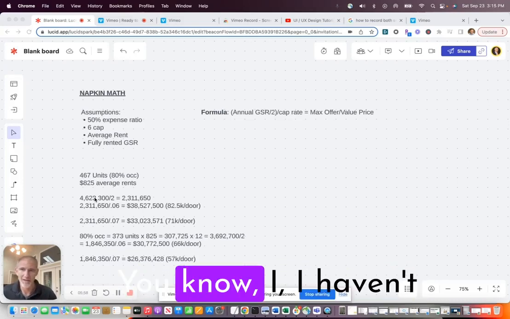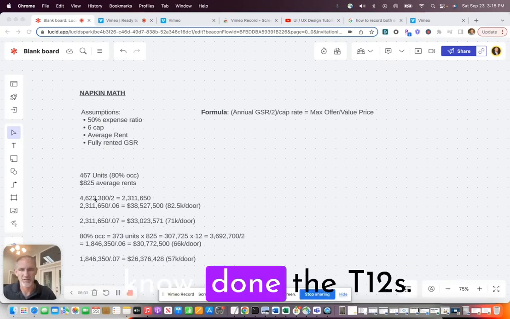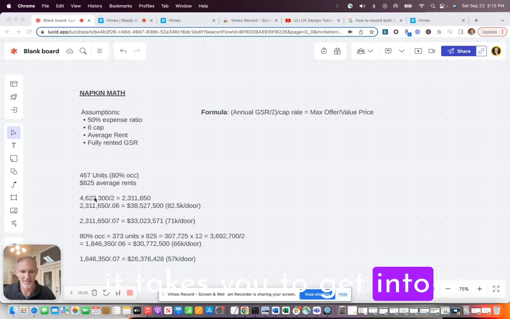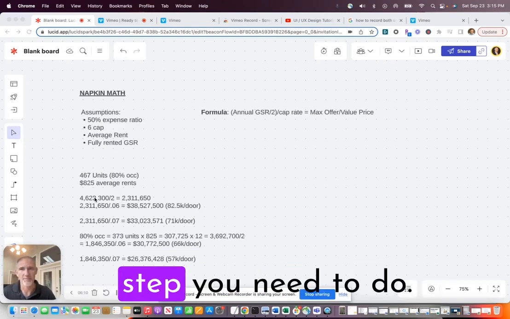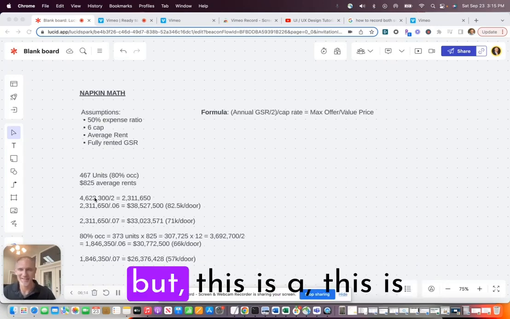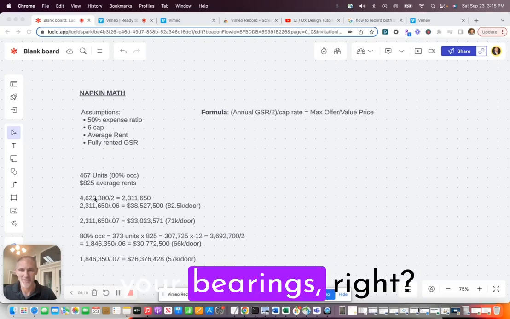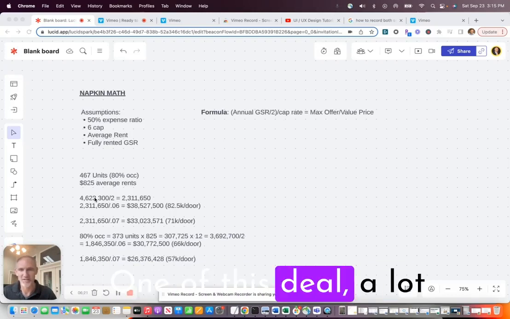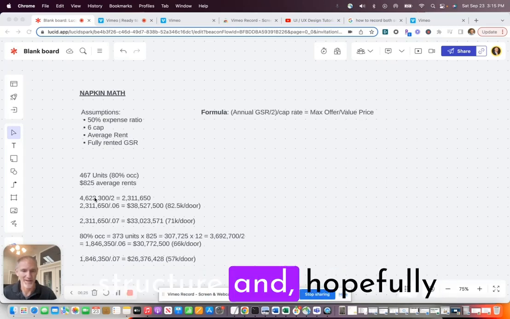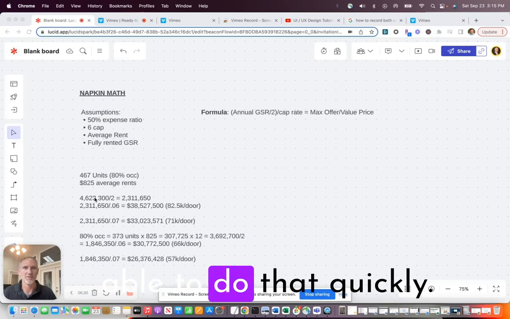And again, I haven't done any deep underwriting on this yet. We haven't done the T12s. We haven't spent the half hour, or 2 hours, or however long it takes you to get into that deep underwriting, which is a critical step you need to do. You'll never do a deal without knowing how to underwrite, I always tell everybody, but this is hopefully a quick and easy way to get your bearings, right? Just see where you're at in the world on this deal. A lot of times it's hard to just get a first step structure, and hopefully this napkin math is your ticket to being able to do that quickly.